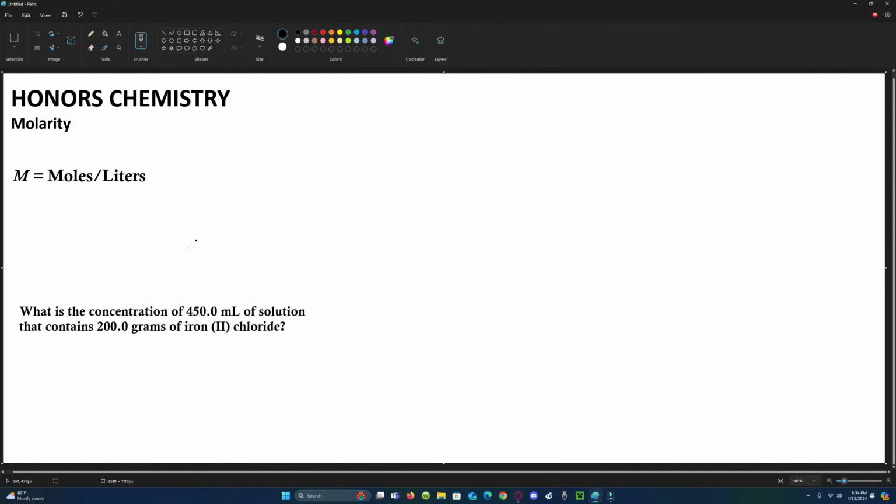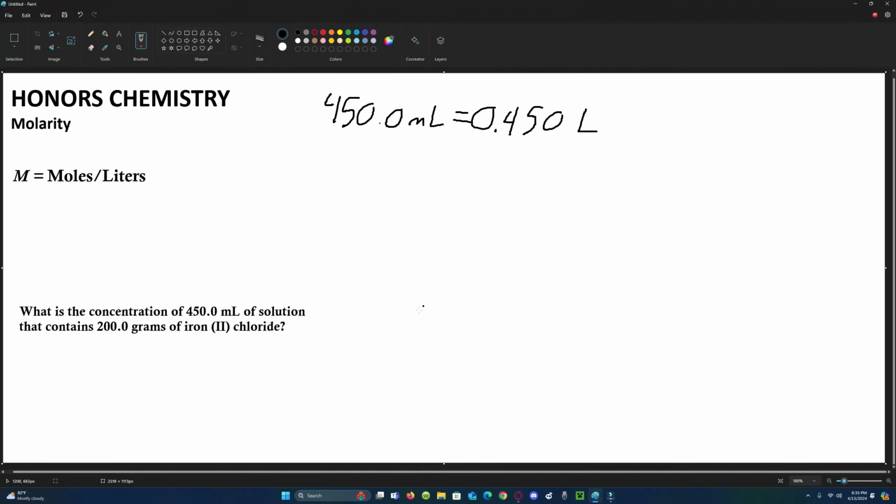And then we have this last problem. It says, what is the concentration of 450.0 milliliters of solution that contains 200.0 grams of iron 2 chloride, which, when it asks what is the concentration, that just means molarity. And I'm sure that you'll notice that this is in milliliters, so again, we have to convert. 450.0 milliliters is equal to 0.450 liters.